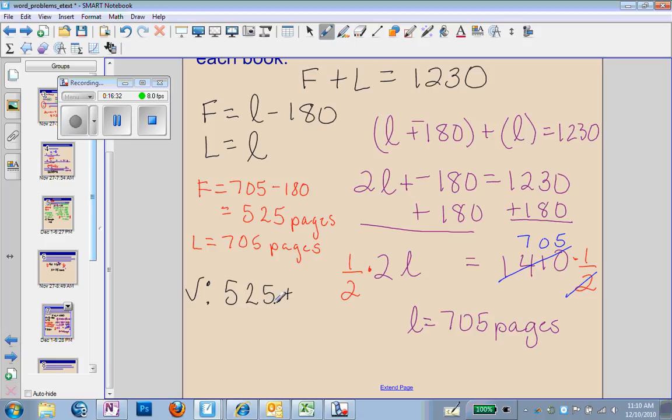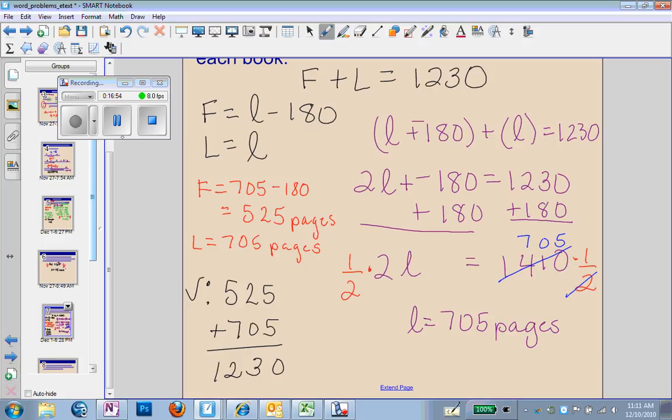Add them together. Right. We add the two together. We're going to add our 525 plus 705 pages. And hopefully we'll end up with 1,230. And we did. So we know we did it right.